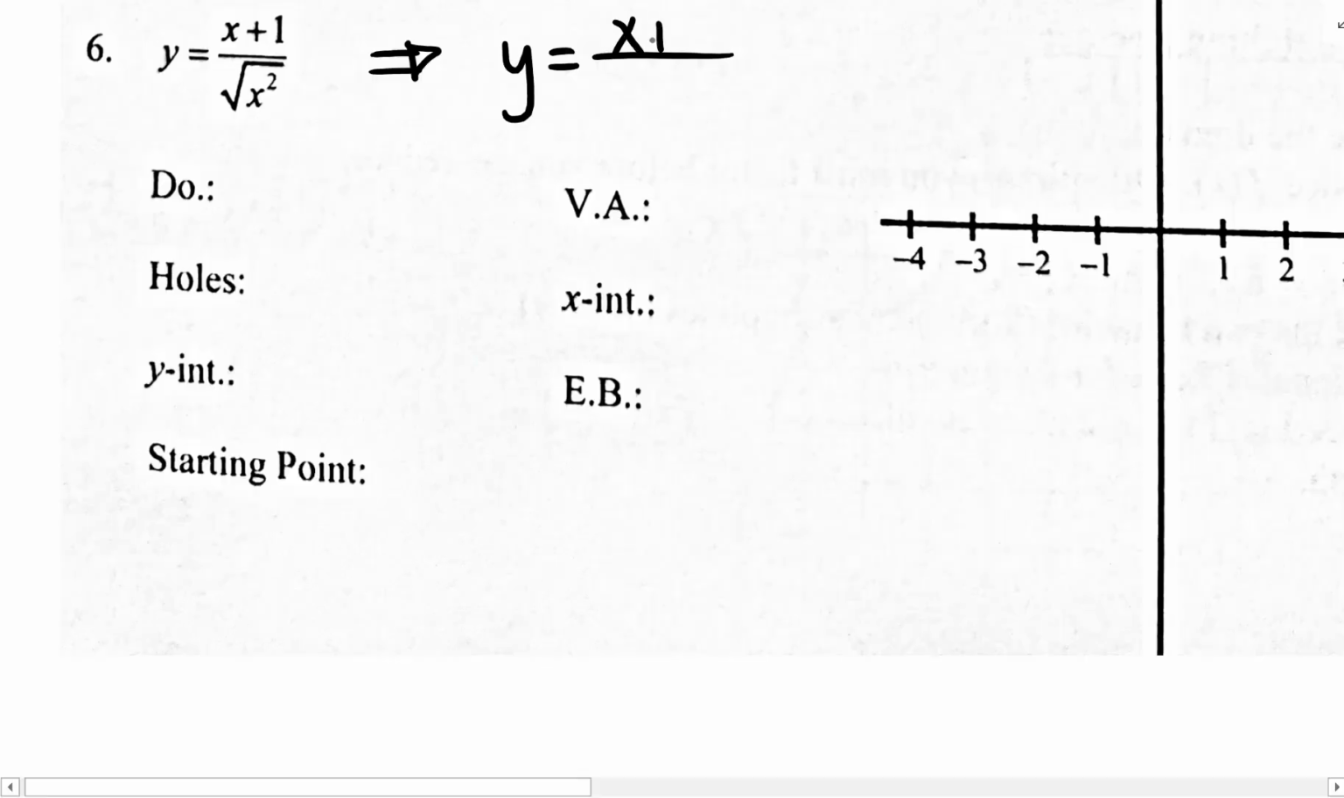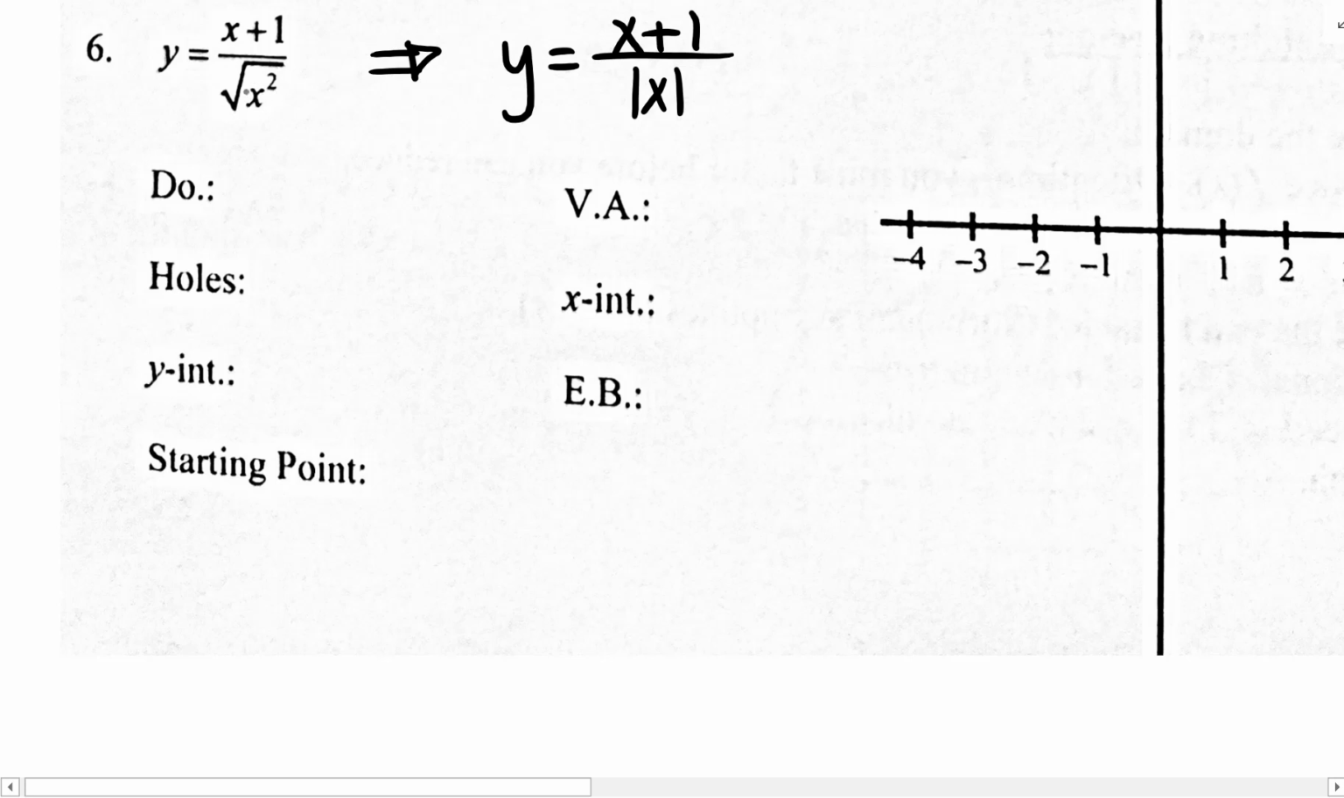Just another way of writing it is absolute value x, because the square root of x squared is absolute value x. Restrictions for domain include the denominator cannot equal 0 and under a square root cannot equal a negative. Here we have under the square root is always being squared, so that is not relevant to us in this case. It's always going to be a positive.